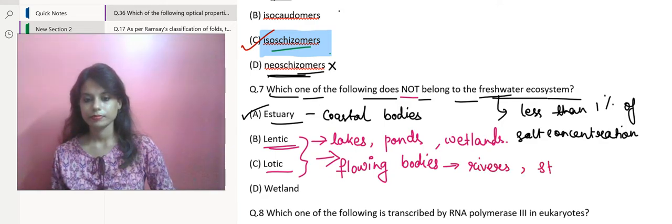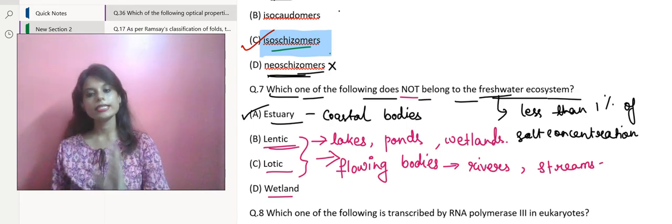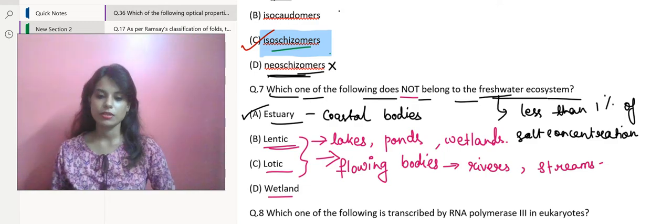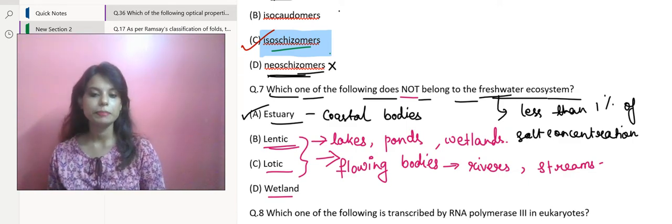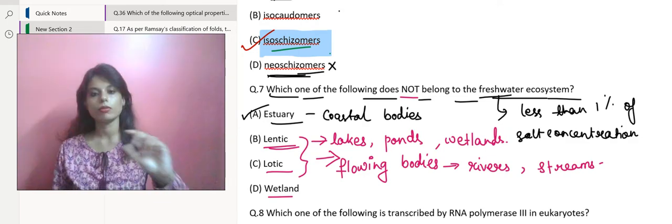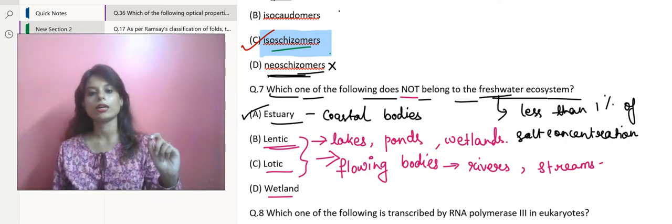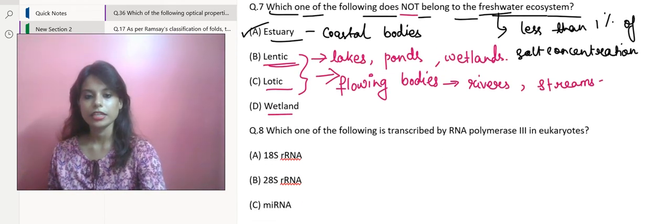Now, wetlands. Why is wetland not considered a part of the freshwater ecosystem? Because wetland is itself an example of a freshwater ecosystem. Okay, as they are areas of land that are saturated with water, and they support a unique community of plants and animals that are adapted to living in wet conditions. That is why it is known as wetland. Okay, let's move over to the next question.